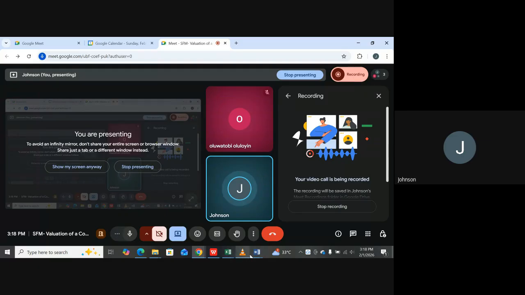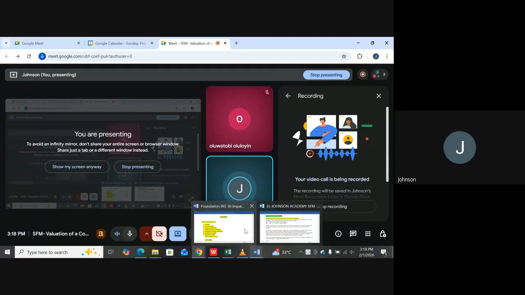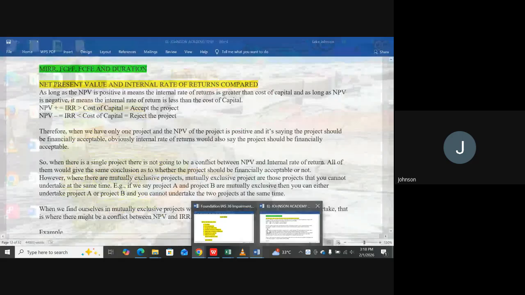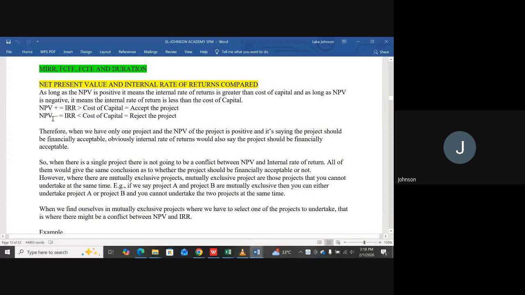Today we shall continue from where we stopped. The last time we were able to look at the modified internal rate of returns. We also looked at the free cash flows to both the company, that is, to both the equity and debt holders. We also looked at the free cash flow to only the equity holders. So today we are going to continue from there.